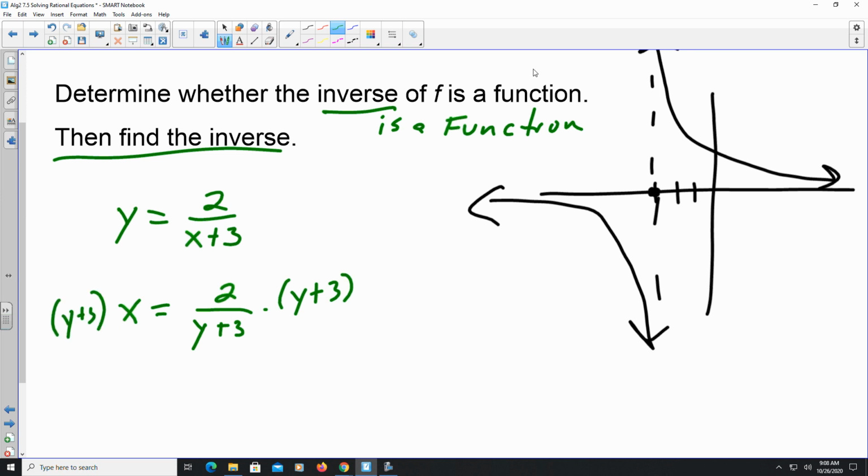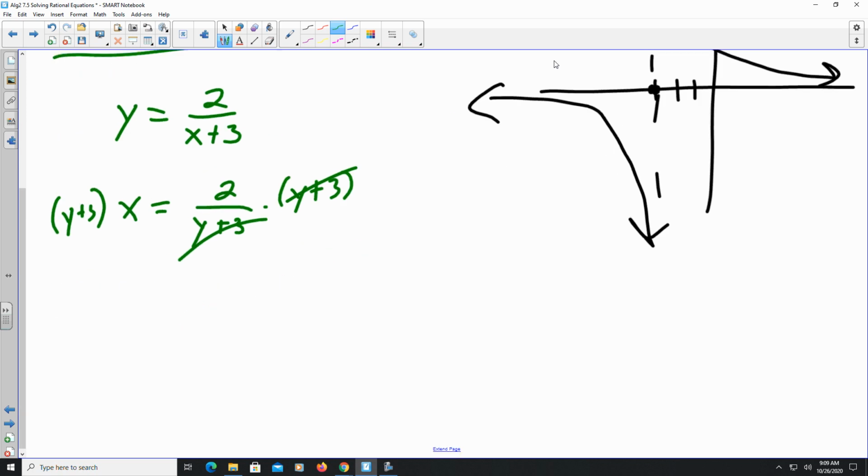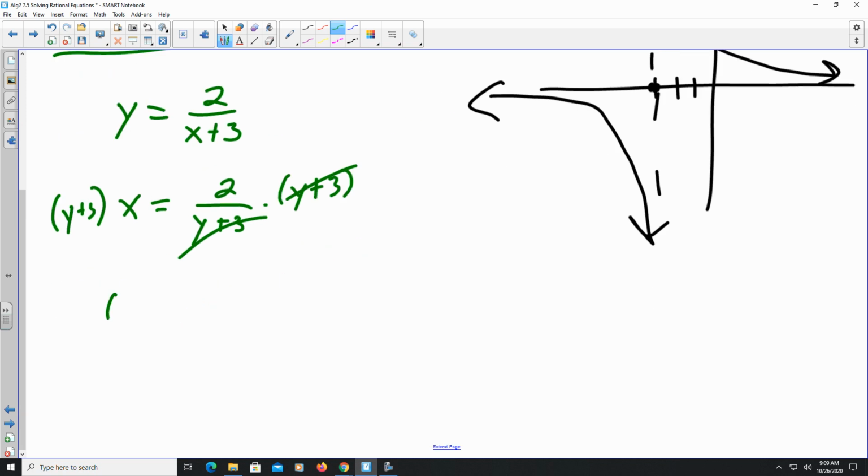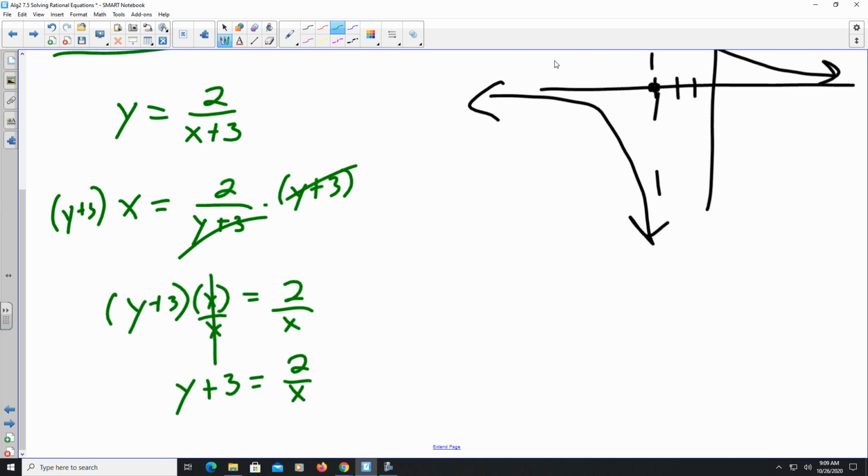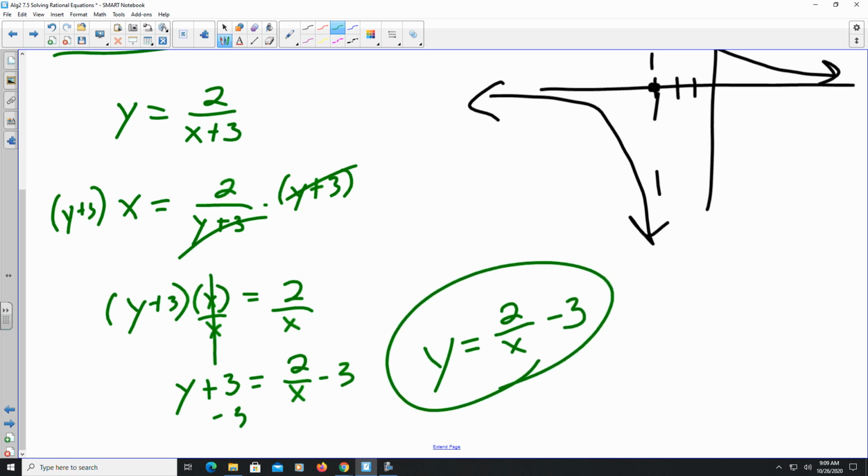y plus 3 to both sides. Cancels out, cancels out. From here, I have y plus 3 times x is equal to 2. I'm going to divide x to both sides. So now I have y plus 3 is equal to 2 over x. Subtracting 3 from both sides, y will now be equal to 2 over x minus 3. And then that is our inverse. It doesn't ask us to graph it, so we're just going to leave it at that.